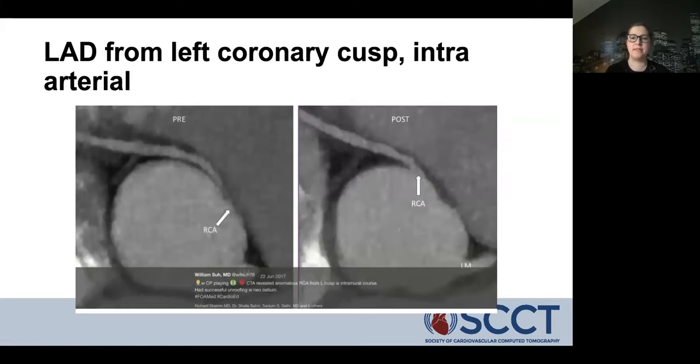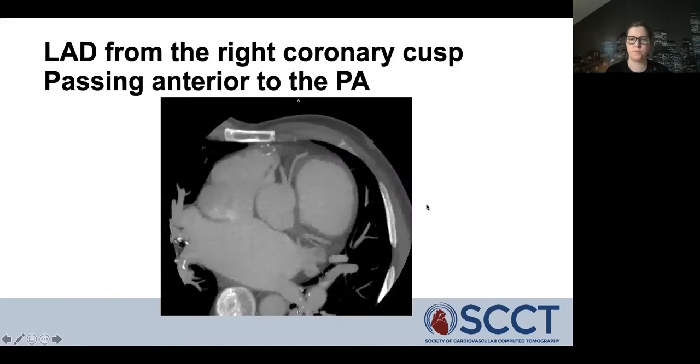And then this one is one of the ones that we worry about. So this is the LAD. It's arising from the left coronary cusp, and it's got this intra-arterial course. It's actually going in the wall of the aorta, and they've unroofed it in this case. I think the labels are the wrong way around.